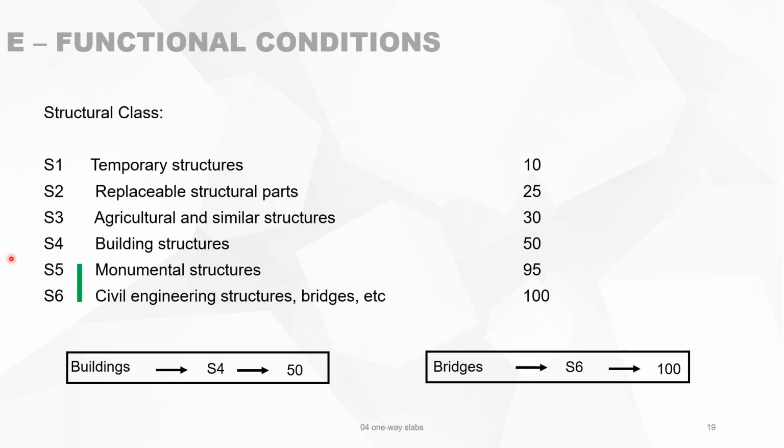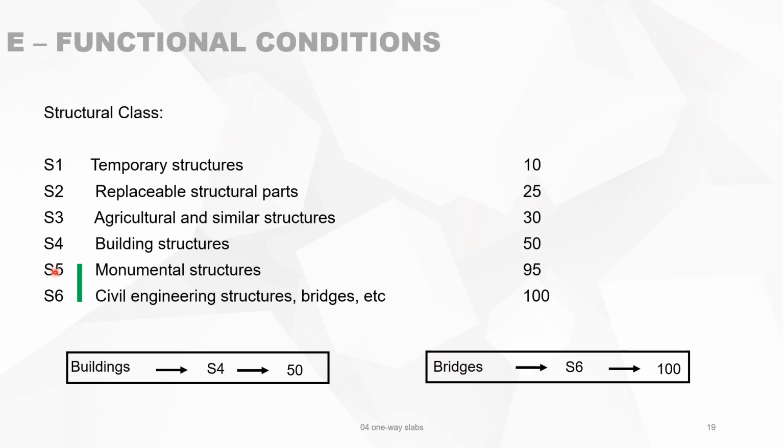The structural class, S1, is for temporary structures, which is for about 10 years. S2 is for replaceable structural parts, that's for 25 years. S3 is agriculture and similar structures, 30 years design life. S4 is for buildings and offices, it's 50 years. And then S5 and S6 is for monumental structures and civil engineering structures.